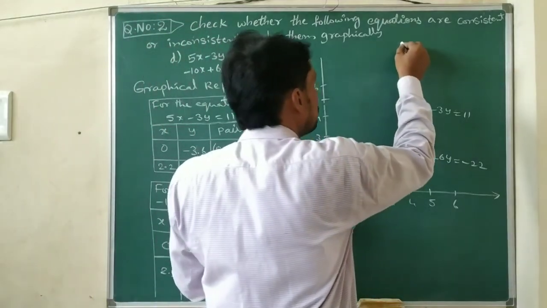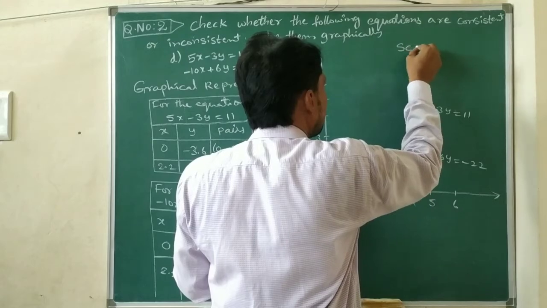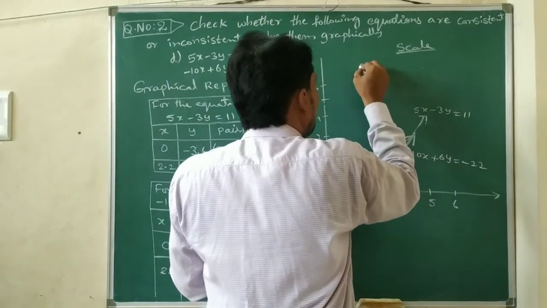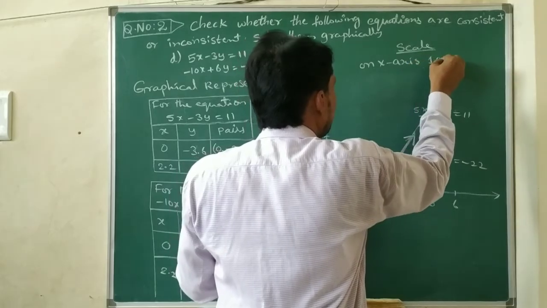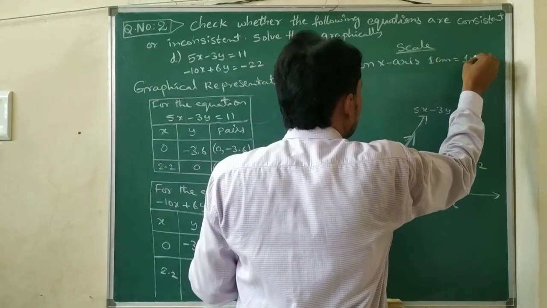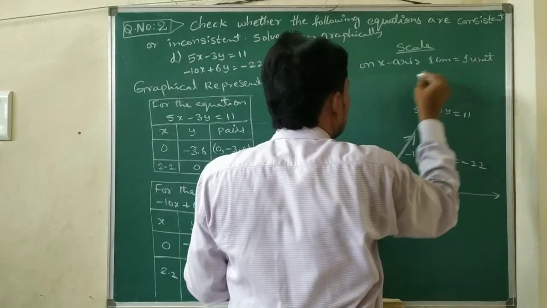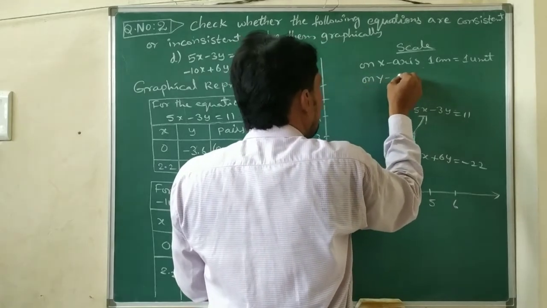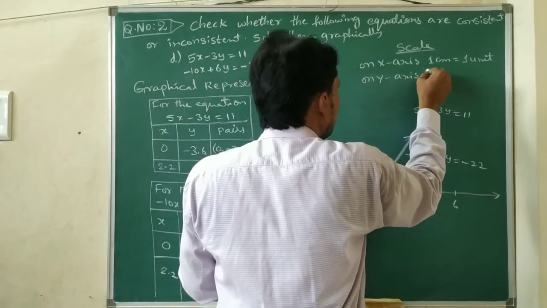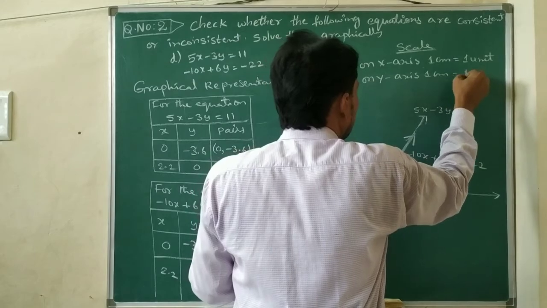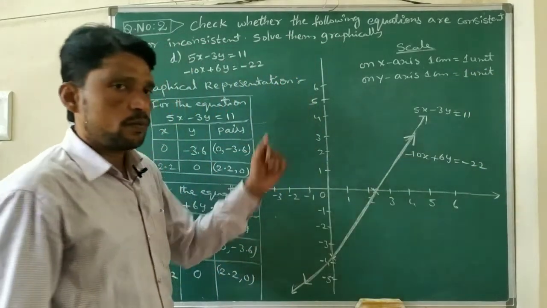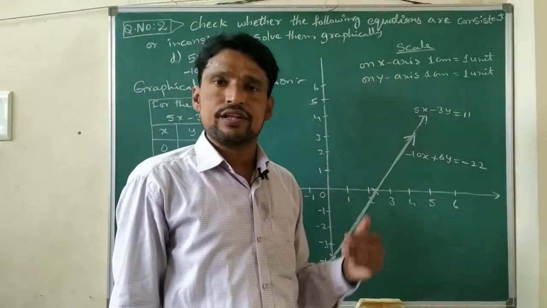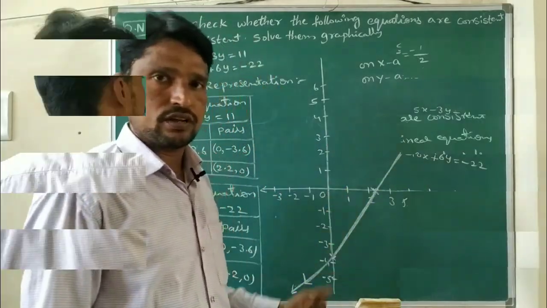Now the scale must and should, we can write the scale. On the x-axis, 1 centimeter equal to 1 unit. On the y-axis, 1 centimeter equal to 1 unit. This is about the graphical representation of the given equations.